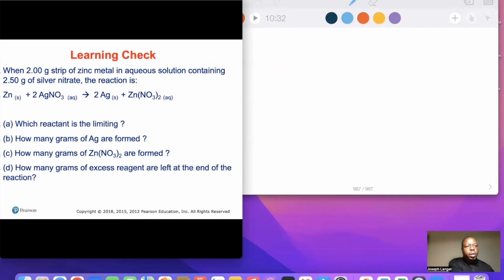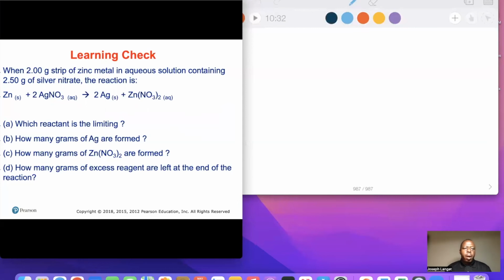So if I have, look at that. When 2.00 grams, and there is a reason why you are given 2.00. Why not 2.00000? Why not 2 alone? Significant figures, which means our answer should be in 3 significant figures. Here is 2.50. Why 2.50, not 2.5 or 2.500? To stress the fact that all the answers should be in 3 significant figures, okay?